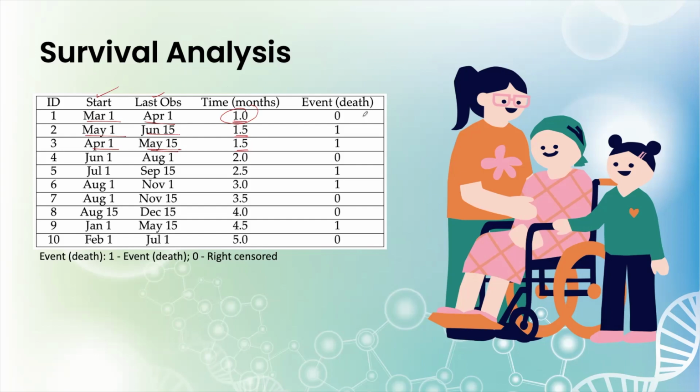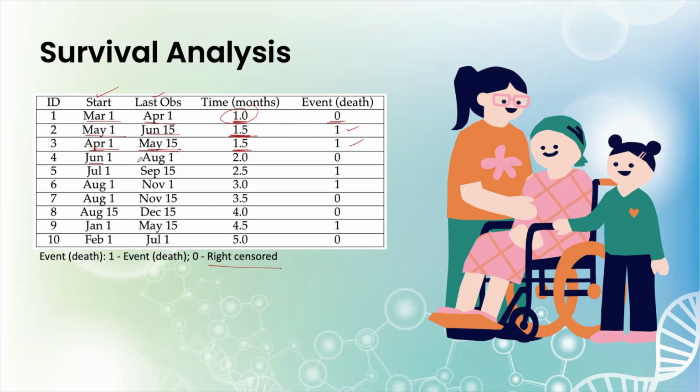And this is the event, wherein 0 means right-censored. When we say right-censored, the event of interest has not occurred yet. So after 1 month of observation, this patient hasn't died yet. On the other hand, the second patient, observed after 1.5 months, had already died at this point in time. The third patient, observed from April 1 to May 15, which is 1.5 months, died.